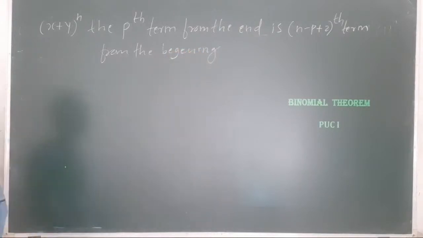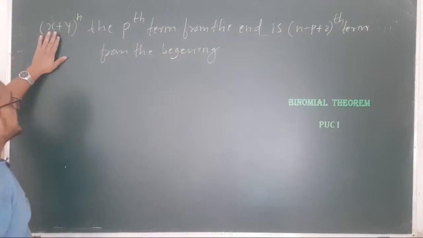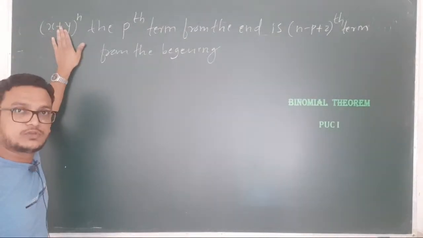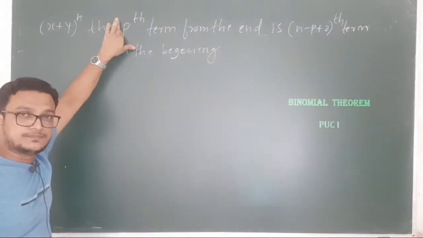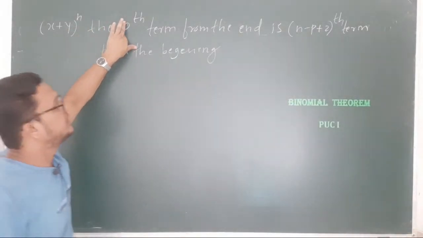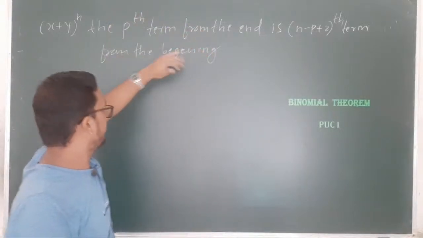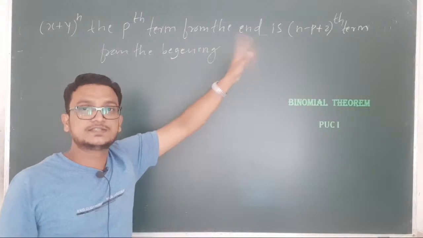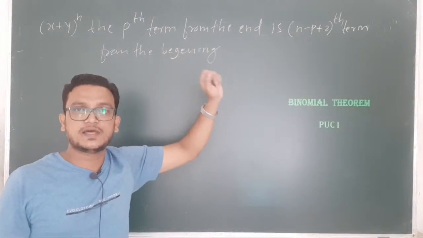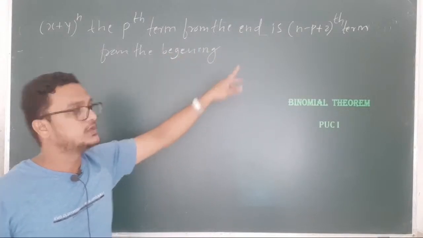So what is the result I have given here? In the expansion of (x + y)^n, if you are finding the pth term from the end, then from the beginning it is the (n - p + 2)th term. That result you have to remember.